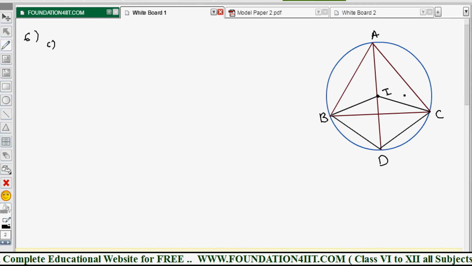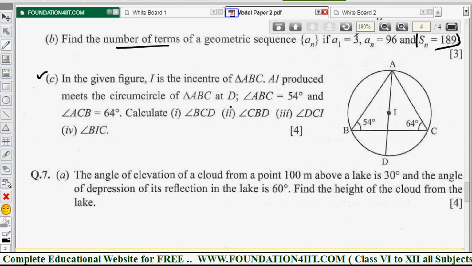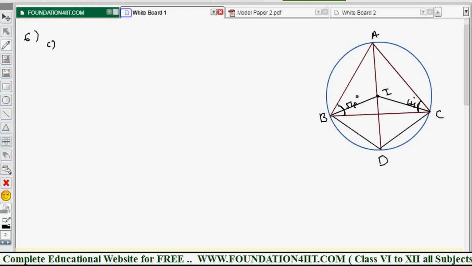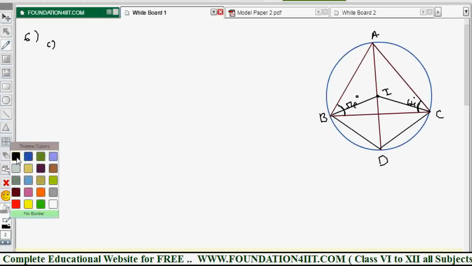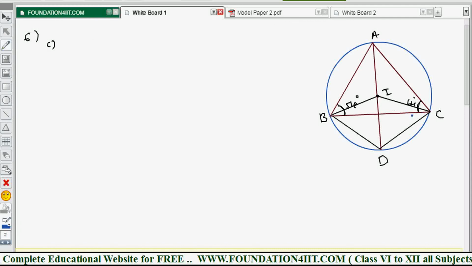That is the incenter. Incenter means we get it by bisecting the angles. So angle A is bisected, and this complete angle B is 54 degrees, and this angle C is 64 degrees. Okay, now let us see the question. First you need to find out angle BCD. So this angle BCD is the value you need to find out.